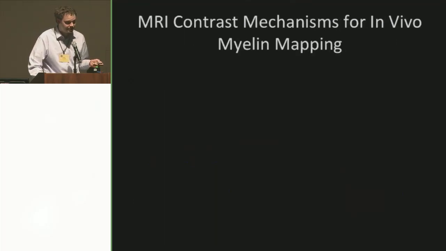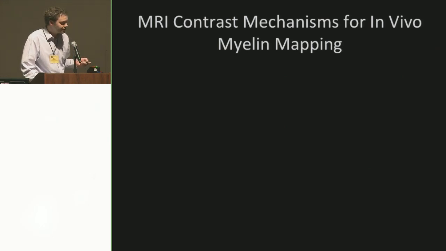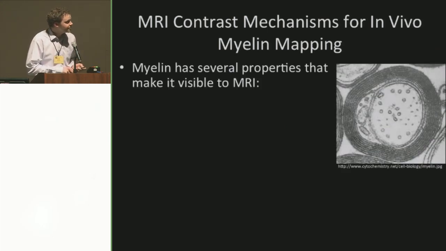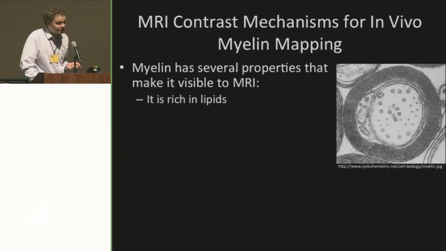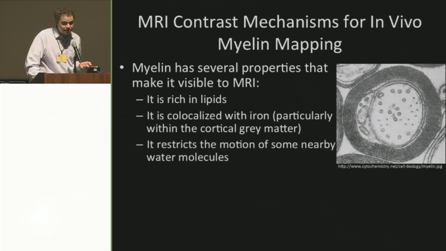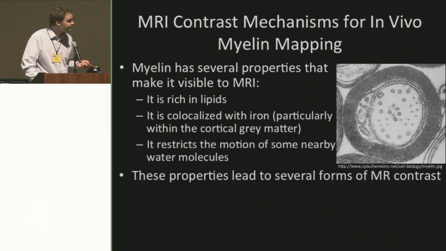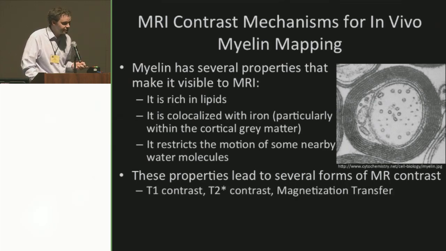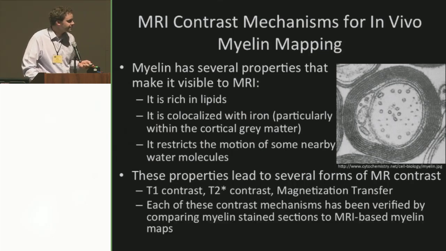So how do we do myelin mapping in vivo? What are the MR contrast mechanisms? Here we have an EM of a myelinated axon. You see the wrapping of myelin there. There are several properties here that make it visible to MRI. It's rich in lipids. It's co-localized with iron, particularly within the cortical gray matter. And it restricts the motion of some nearby water molecules. These properties lead to several forms of MR contrast, including T1 contrast, T2* contrast, and magnetization transfer.